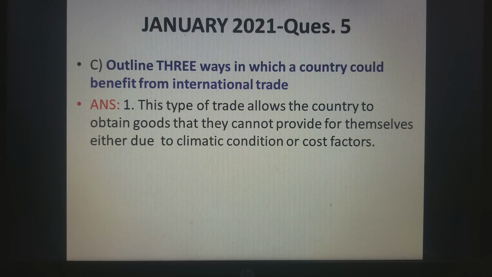This type of trade allows the country to do what now? Obtain goods that they cannot provide for themselves. So how do countries benefit from international trade? The country benefits because they can access goods that they cannot provide for themselves, and that may be for the reason of climatic condition or because of sheer cost to produce those goods.